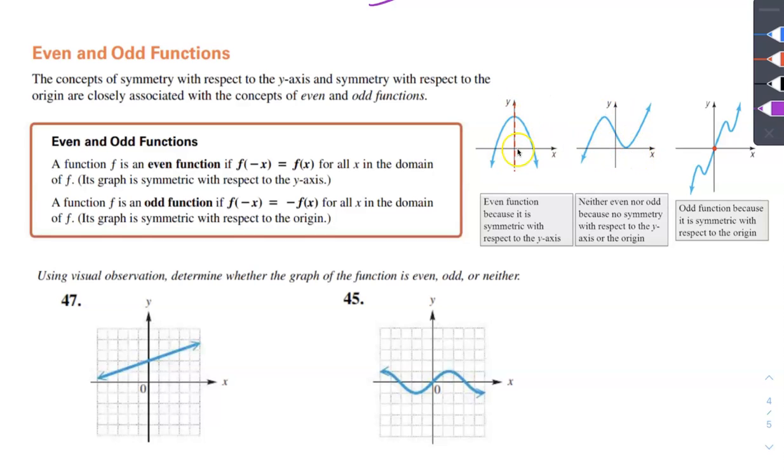So again, even: fold in half like a book. Odd: symmetric with respect to the origin. Now, how do you show it mathematically? The thing we did earlier. It's even if when you plug in a negative x, you just get the normal function back. It's odd when you plug in a negative x and you get the negative version of your function. If you get some mixture, then it's neither.